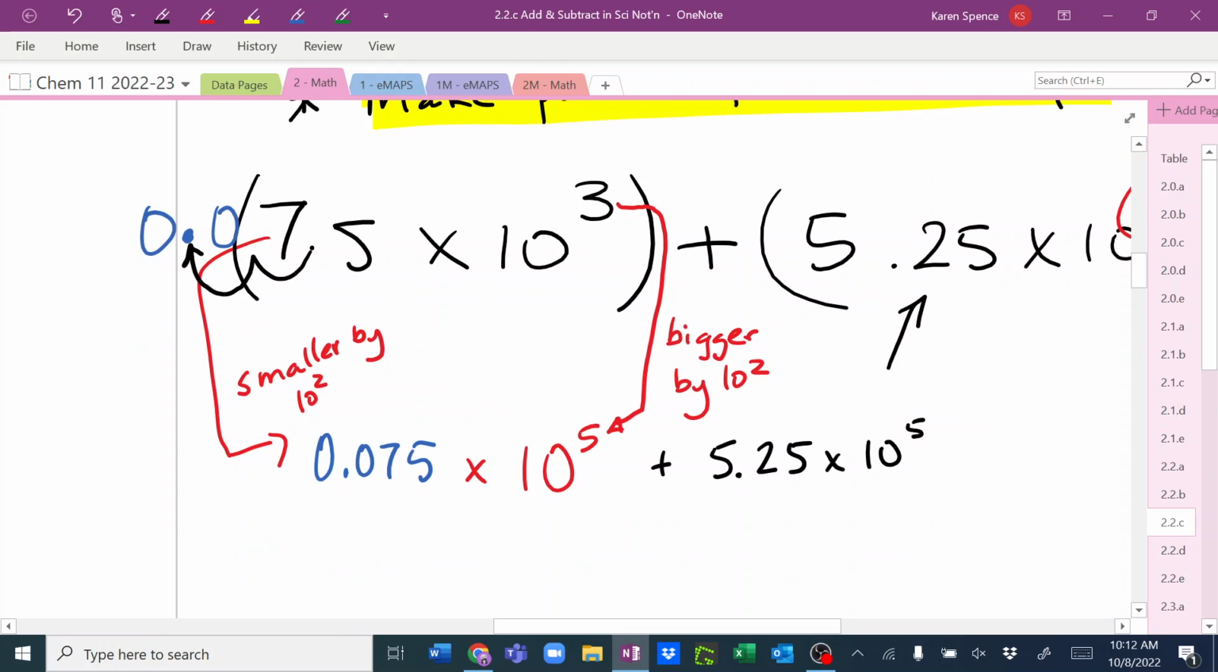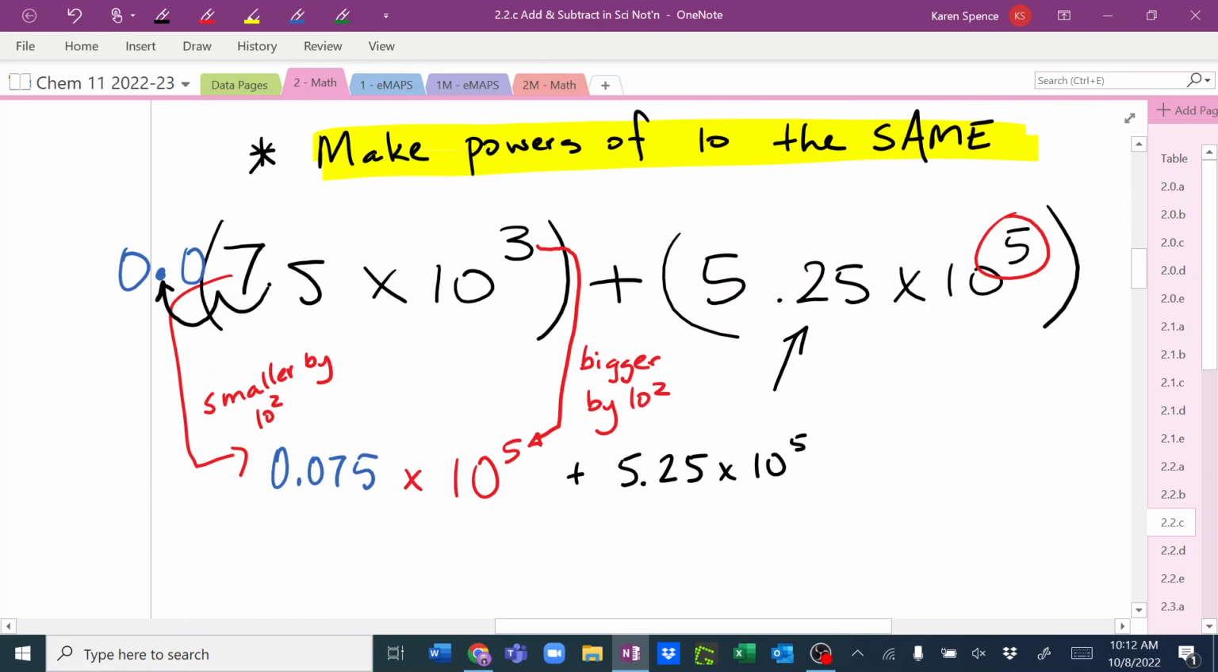Just a quick note, these brackets around the numbers in scientific notation, they're not necessary when you're writing the numbers on a piece of paper, but it does make it a little easier to see that that's one number and this is our other number.